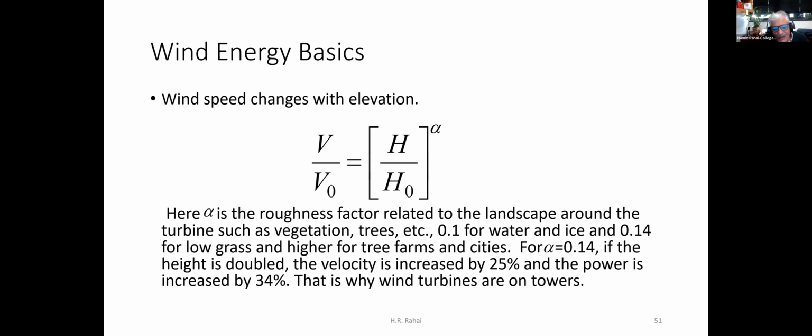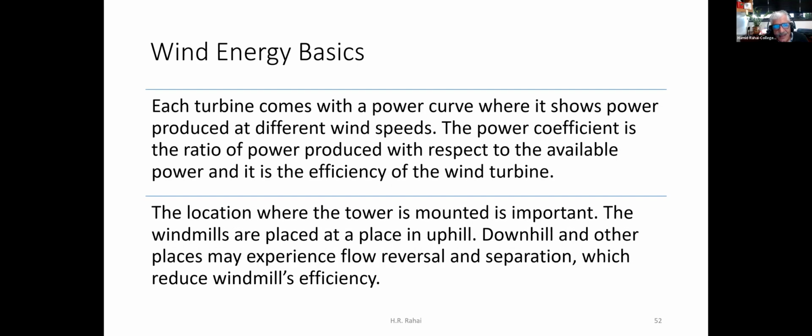If the height is doubled, the speed is increased by 25% and the power by 34%. That's why you see towers for the wind turbines. Each turbine comes with a basic power curve showing the power produced at different wind speeds. The power coefficient is the ratio of the power produced with respect to the available power, and it is the efficiency of the wind turbine.